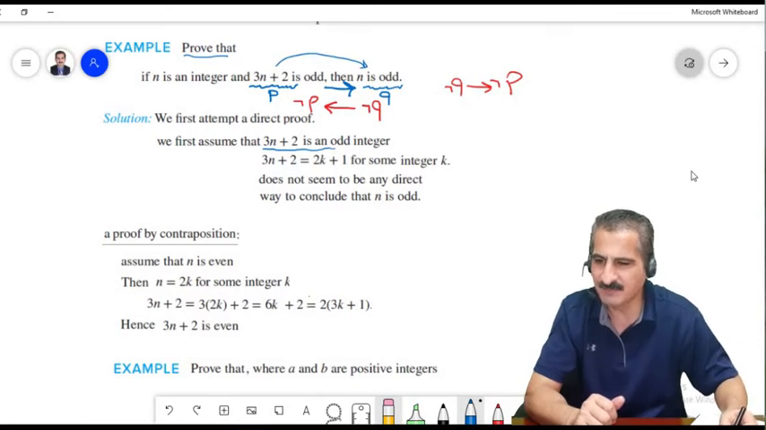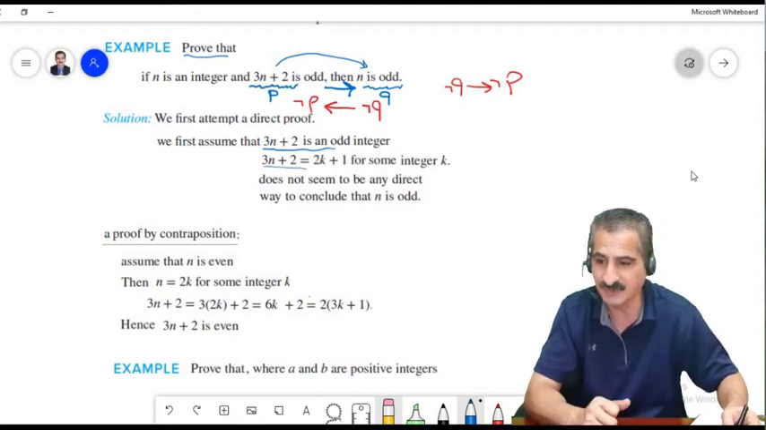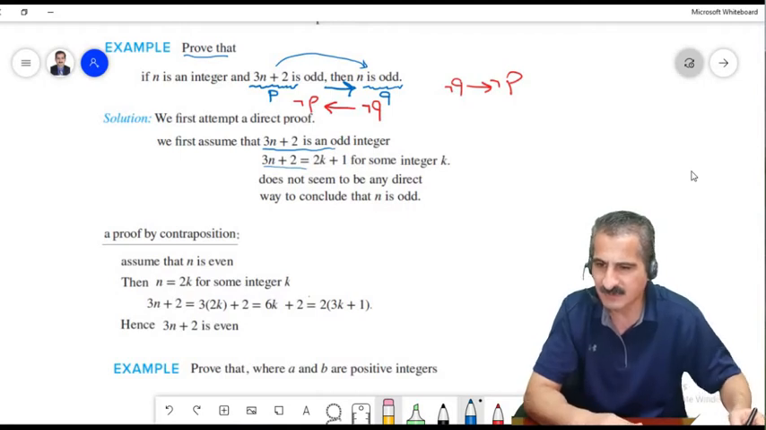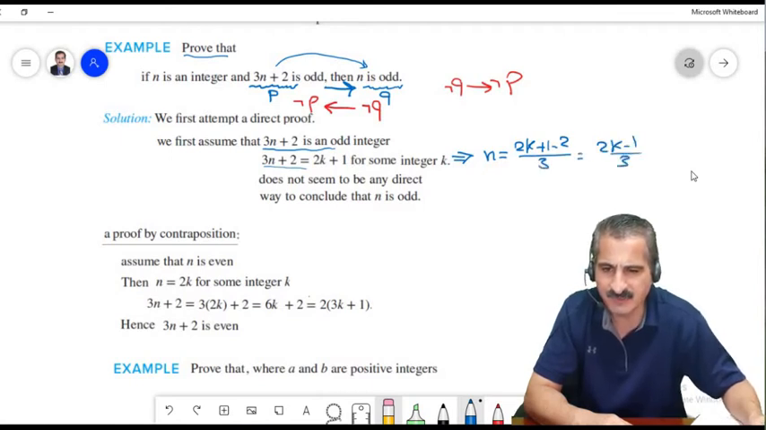Now, if 3n plus 2 is odd, let's play with it. That means 3n plus 2 equals 2k plus 1 for some k because it is odd. Then what do we do next? If we want to prove n is odd, maybe we will say n equals (2k plus 1 minus 2) over 3. That equals (2k minus 1) over 3. And then this gives n squared equals (2k minus 1) squared over 3 squared.